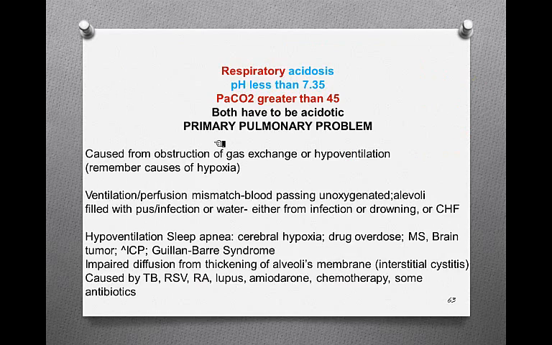Sorry about that. Alright. Remember, respiratory is going to be PaCO2. It's always CO2. Acidosis is always about the pH. So, respiratory acidosis. Just looking at the name, you know it's going to be about your CO2. In acidosis, the pH is going to be low. Both have to be acidotic. It's going to be a primary pulmonary problem.